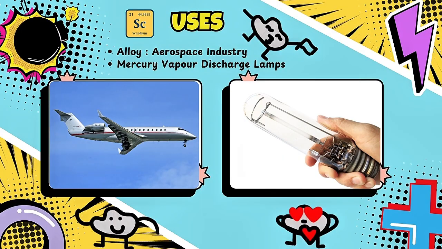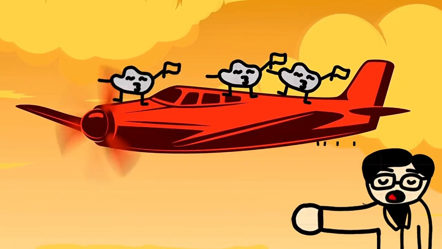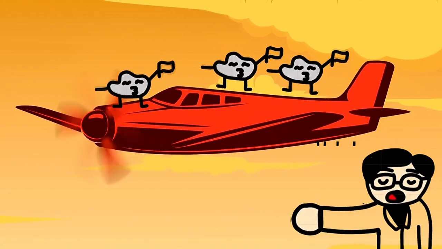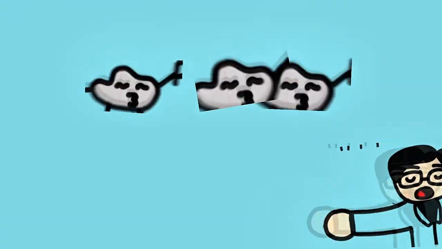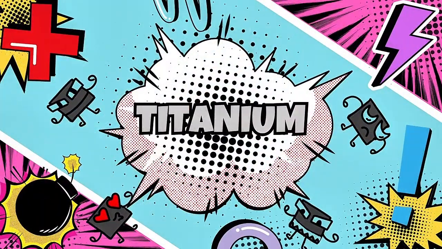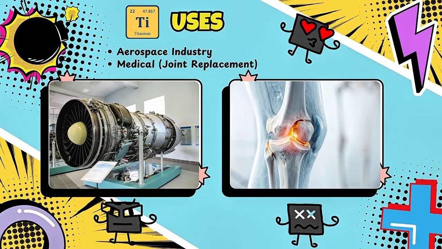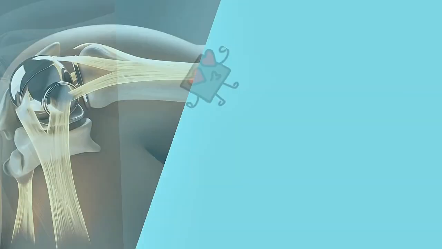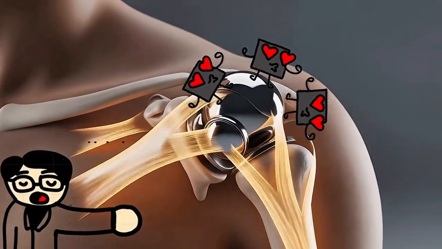Scandium is used in the aerospace industry and also mercury vapor discharge lamps. Scandium is added to aluminum alloys to increase strength, reduce weight and improve wearability, making it ideal for aircraft components. The second transition metal is titanium, which is used in the aerospace industry, located in the engine, and also in medical joint replacement. Titanium is corrosion resistant and lightweight, so it integrates well with bone and is safe for long-term implants.